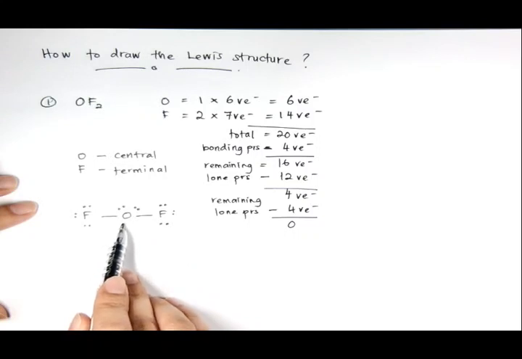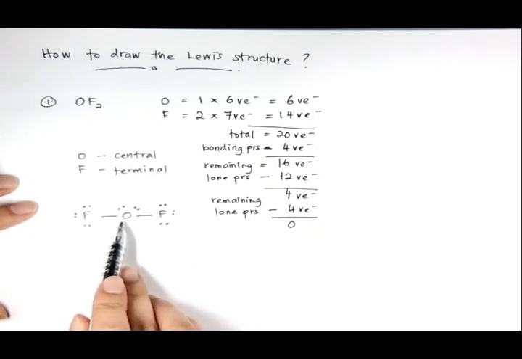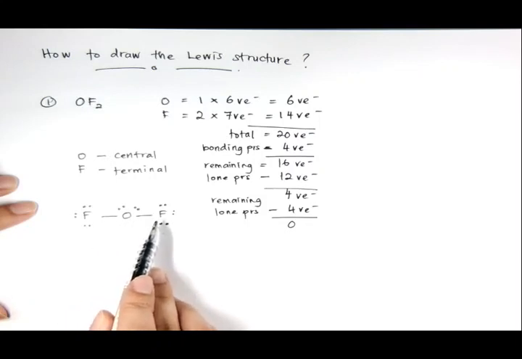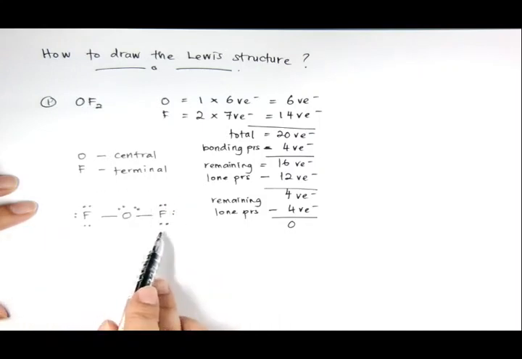While the oxygen has 2 bonding pairs and 2 lone pairs. So it is shown to be surrounded by 8 electrons. So oxygen also satisfied the octet rule. So now all the atoms have satisfied the octet rule. So this structure is acceptable as a stable Lewis structure.